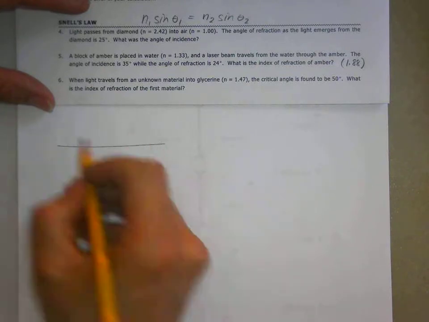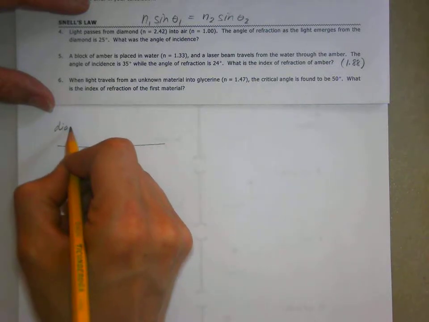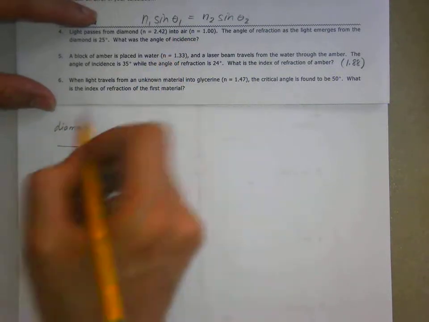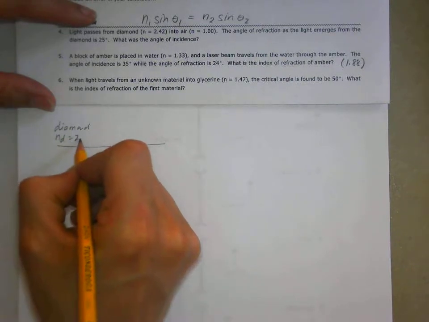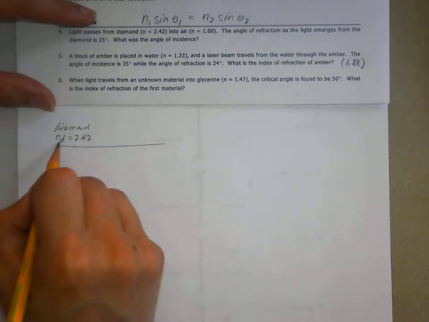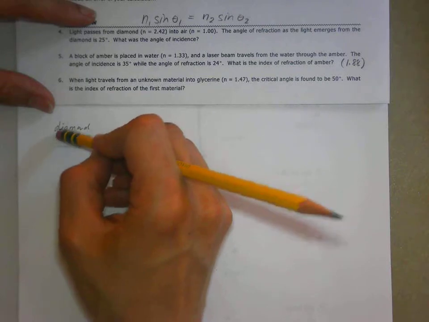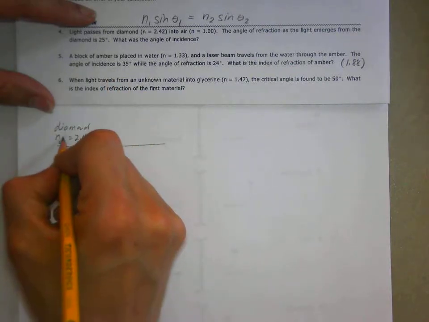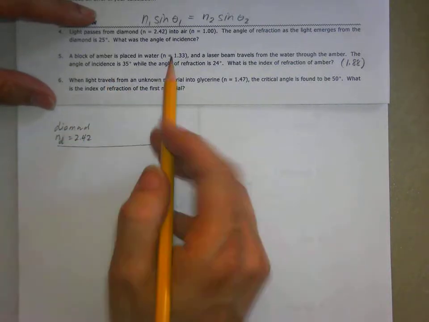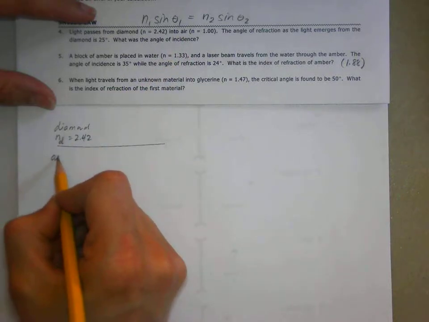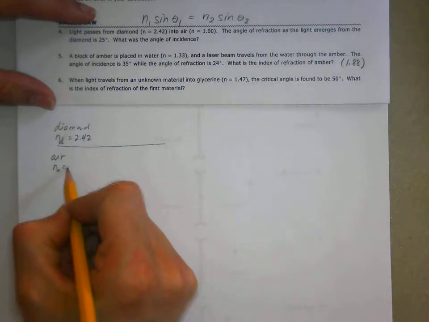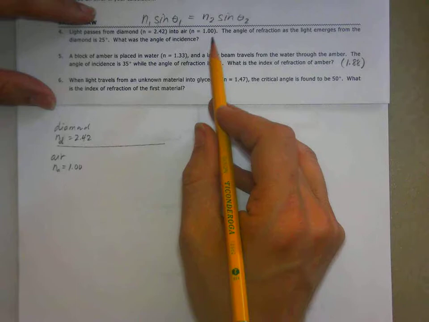So if I think about it, here is my two. There's diamond. Diamond has N_D is 2.42. That's the index of refraction. That's a subscript. I like to use subscripts that refer to the material instead of 1 and 2. And we have air. N of air is 1.00.